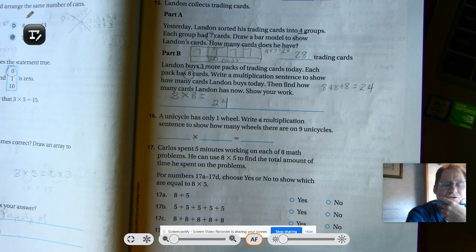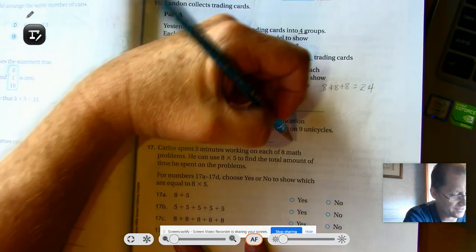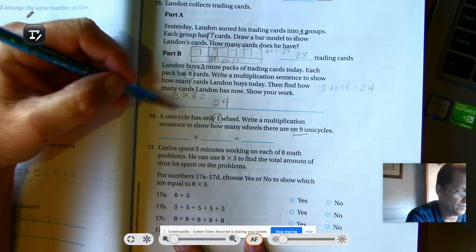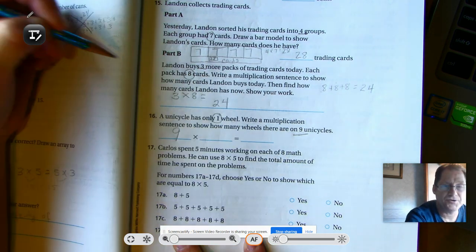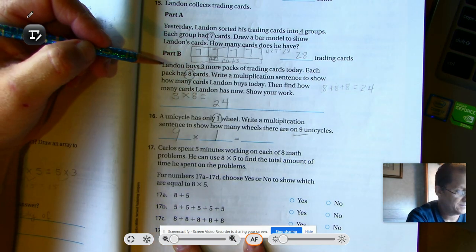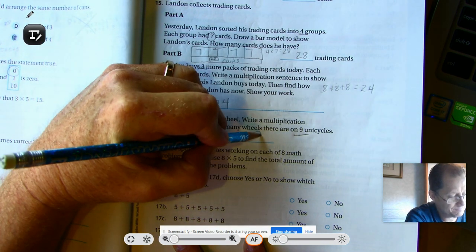A unicycle has only one wheel. Write a multiplication sentence to show how many wheels there are on 9 unicycles. 9 unicycles are my groups. Each one has one wheel. So 9 unicycles, one wheel on a unicycle. 9 sets of 1 is 9.